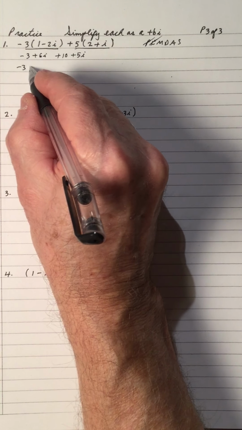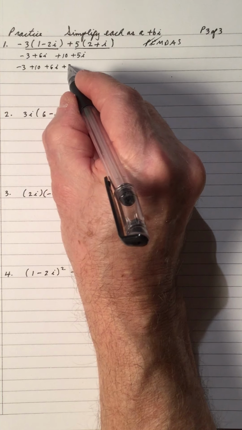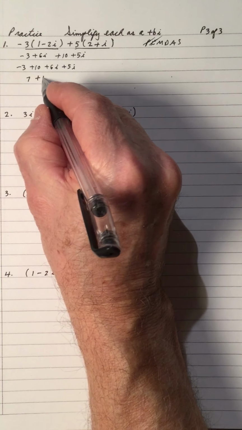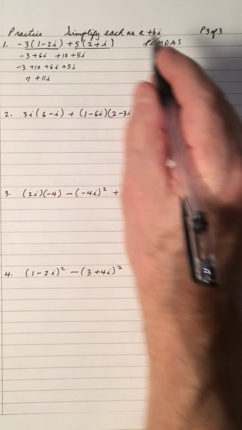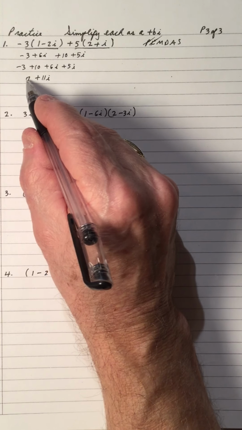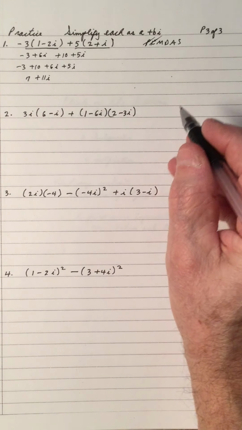Group like terms. So I'm putting the reals together and the imaginaries together. So that gives me a 7 plus 11i. In a plus bi form, the real part is 7. The imaginary part is 11i.